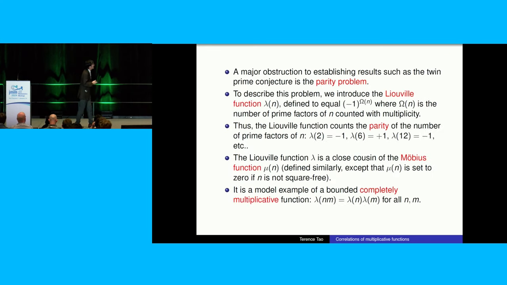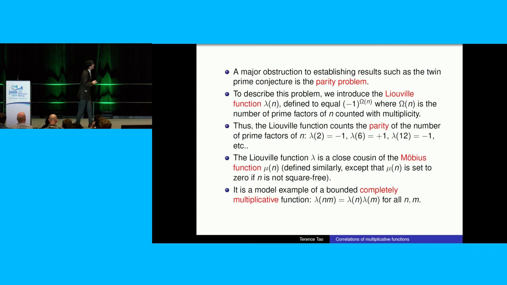For example, the Liouville function has a nice property. It's bounded. It's always plus or minus 1, doesn't go to infinity. But it's also what's called completely multiplicative. If you take lambda of n times m, it always factors into lambda of n times lambda of m. If you like, it's a homomorphism or a character. The Mobius function is just called multiplicative. The same identity only holds if n and m are coprime. So that's slightly less convenient, and that's one reason why I want to work with the Liouville function.